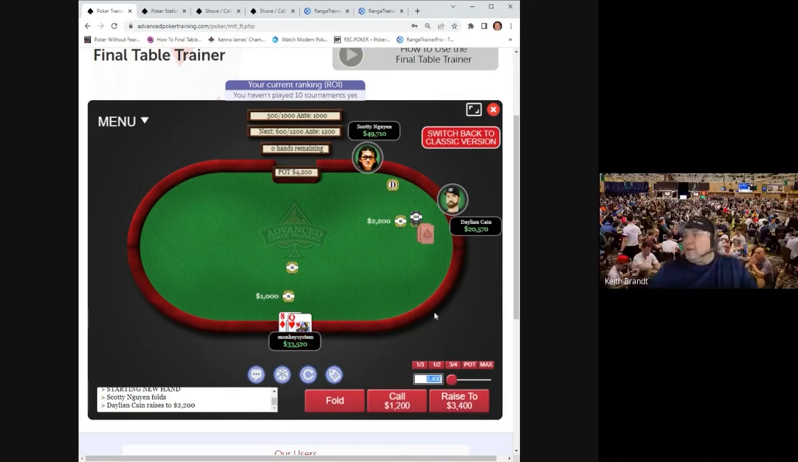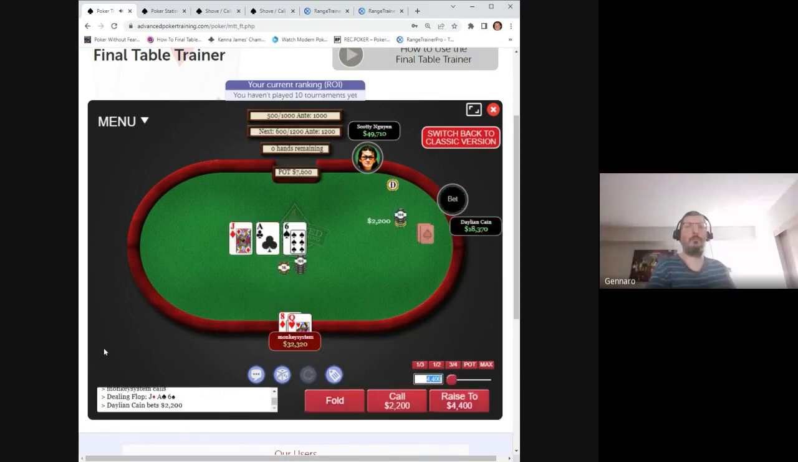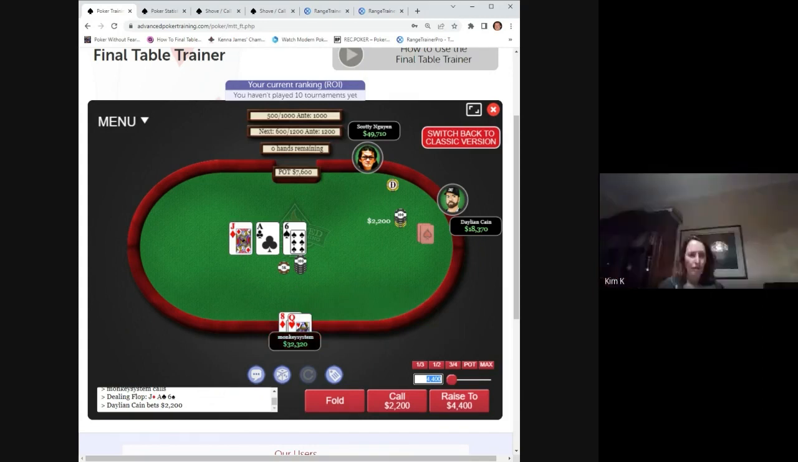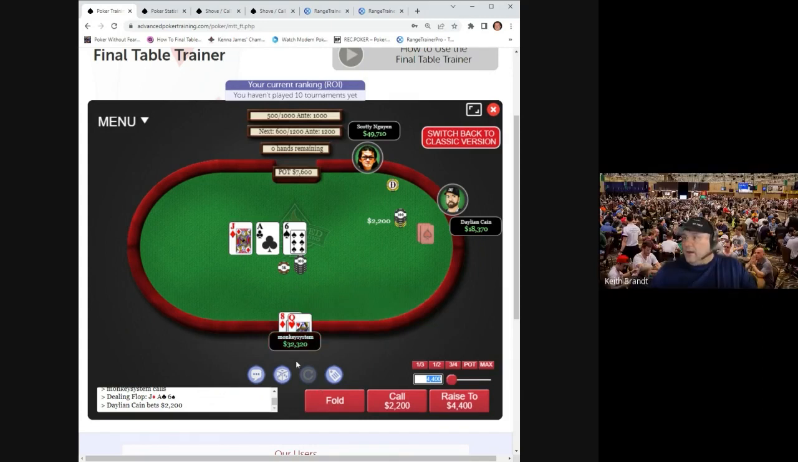We're going to have position. We're getting a price, and we've got the chip advantage over him. He's got to be careful. So he bet 22 into a $5,400 pot. Yeah, easy fold. We've got nothing, no piece of it.